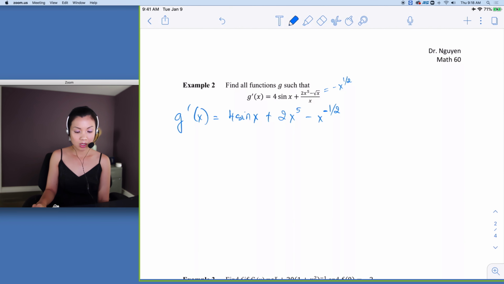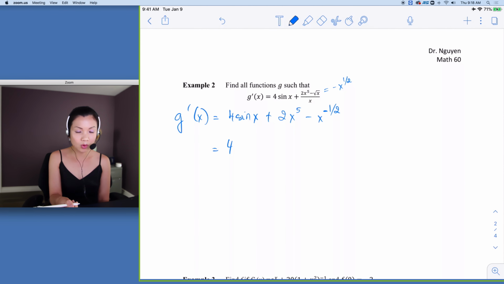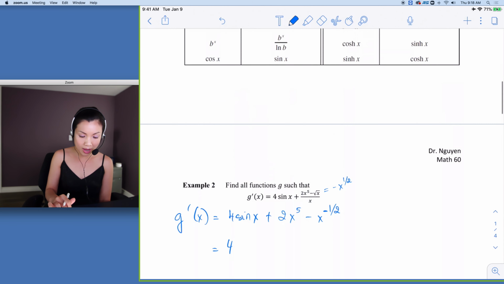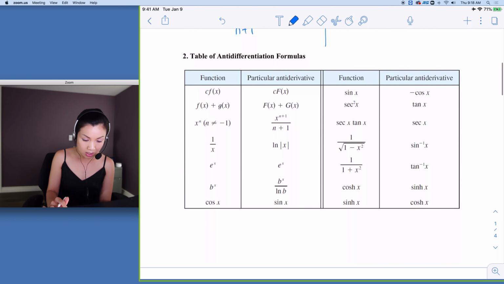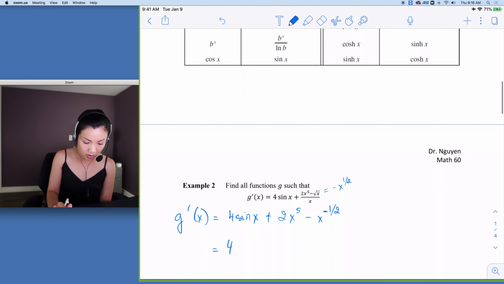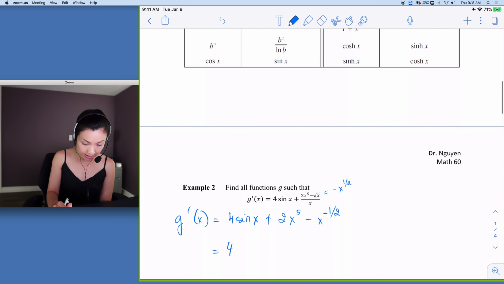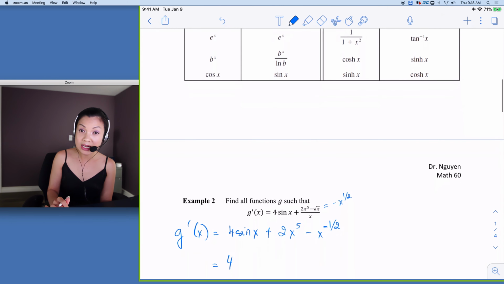Okay. All right. Now we are ready to take the antiderivative. So what do I have for the antiderivative here? How do I go back? You can always go back to the antiderivative formula table right here. So the function is sine. What would be the antiderivative? That would be negative cosine.